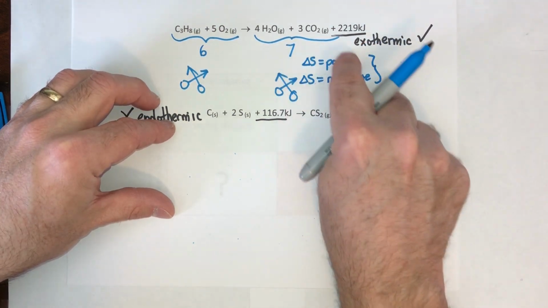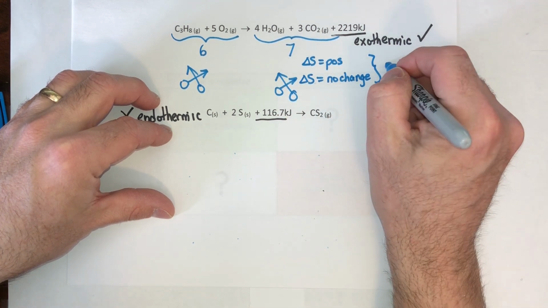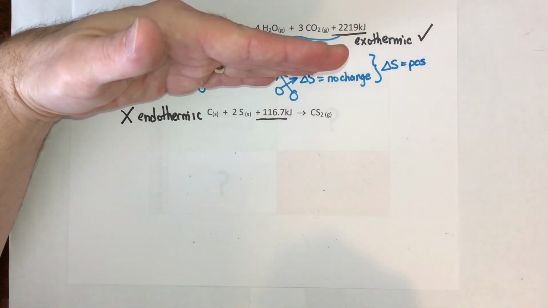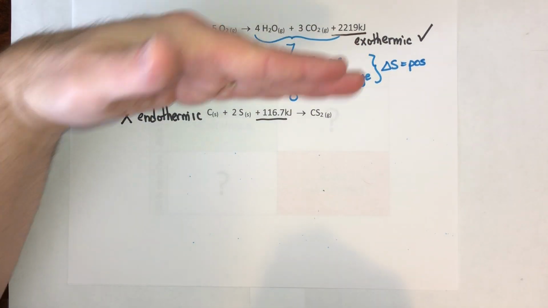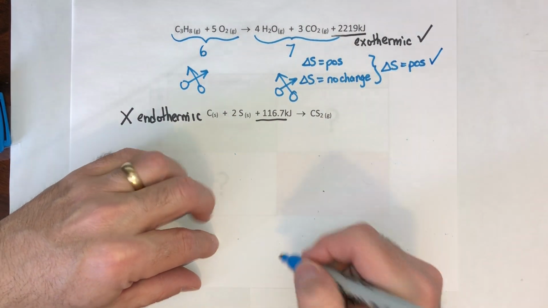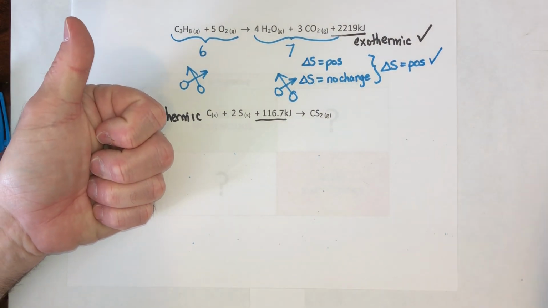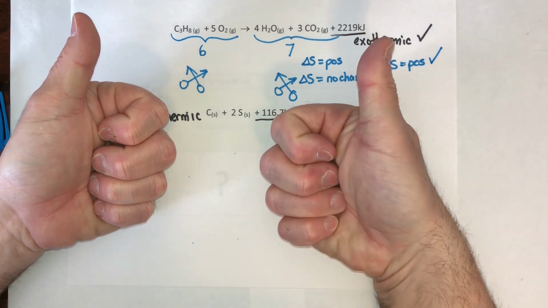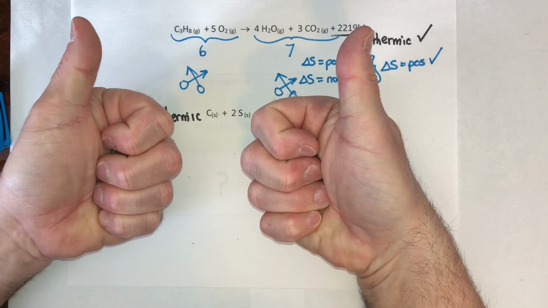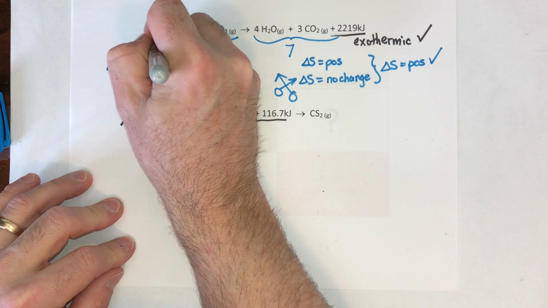So if one is saying that the delta S is positive and the other one is saying that the delta S is no change, then I'm thinking the delta S is positive. You are going to increase the amount of disorder. You are increasing the amount of entropy, and we know that the universe loves disorder. So that would be a vote for spontaneous. So exothermic, vote for spontaneous. Delta S being positive, vote for spontaneous. If you got 2 votes for spontaneous, spontaneous wins. So this reaction will be spontaneous.